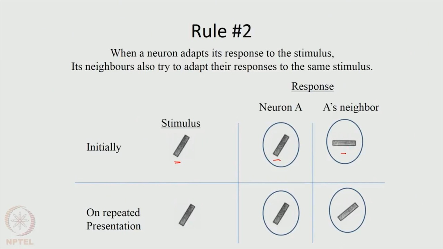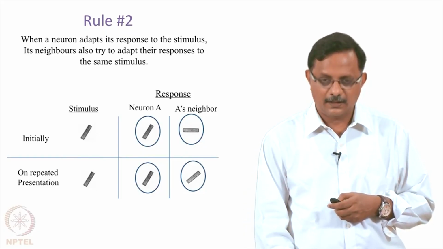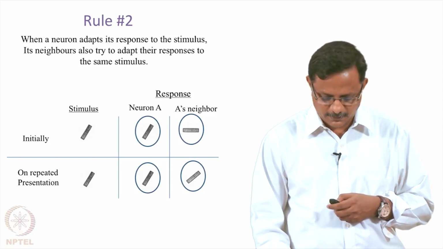Now, on repeated presentation of this stimulus, your 70 degree stimulus, neuron A does not change much, because anyway it is already tuned to that orientation. But the neighbor now starts moving towards 70 degrees. So, this is 0 degrees, let us call this 70 degrees, and from 0 it gradually turns towards 70 and becomes maybe 60 degrees. So, tending towards 70 degrees. Okay. So, the neighbor is now slowly changing its tuning towards that of neuron A, because A is already tuned towards 70 degrees.